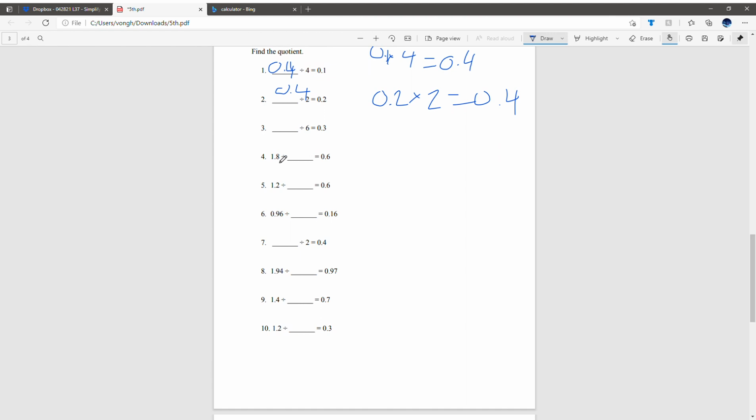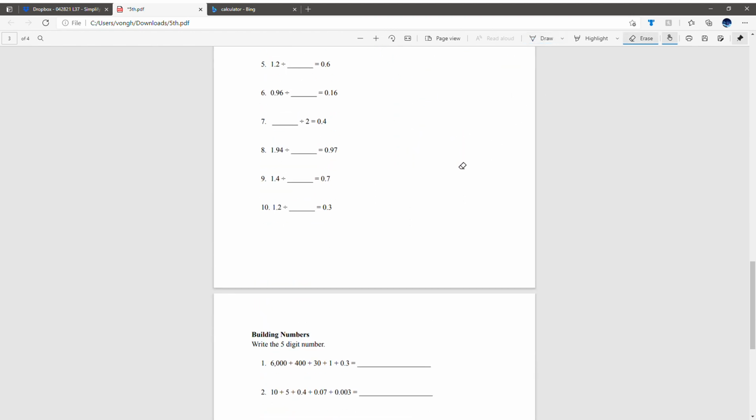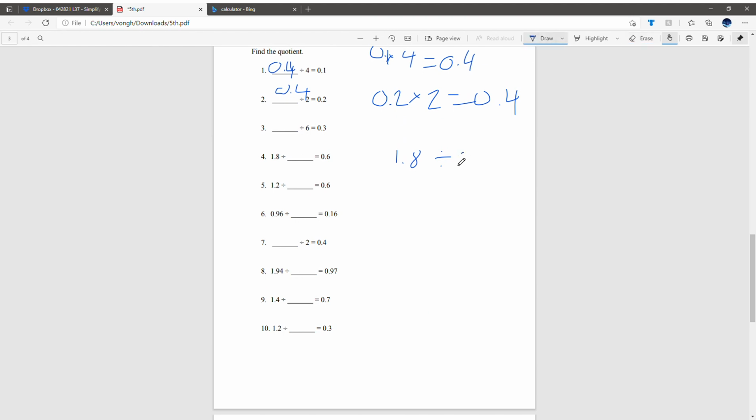But then if you go to number 4 here, you have 1.8 divided by some number, and you get 0.6. You get a problem like this, you actually just divide. So you do 1.8 divided by 0.6. And when you get that, you should get 3. So that's how you do this part.